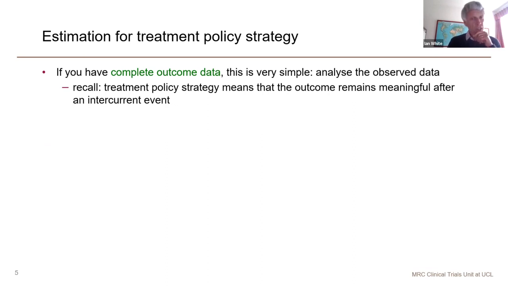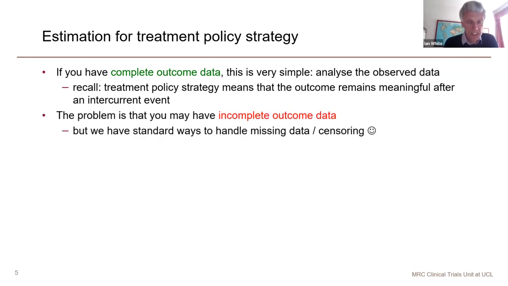If you have complete outcome data, then estimation for treatment policy strategy is really very easy. You just analyze the observed data, and that's that. The whole meaning of treatment policy strategy is that the outcome is meaningful, whatever intercurrent event has happened, so you analyze it. So if you have complete outcome data, we're done. Of course, in practice, you don't.